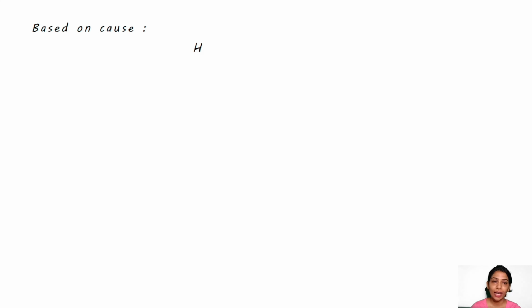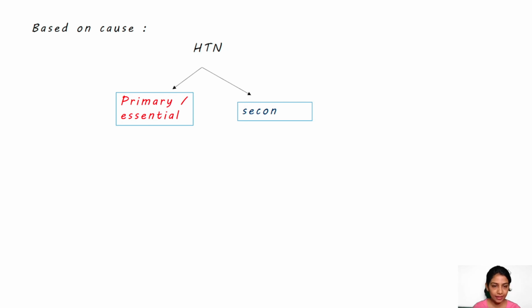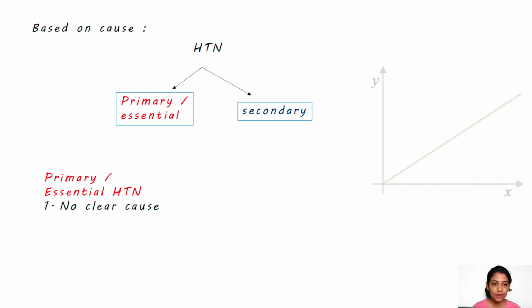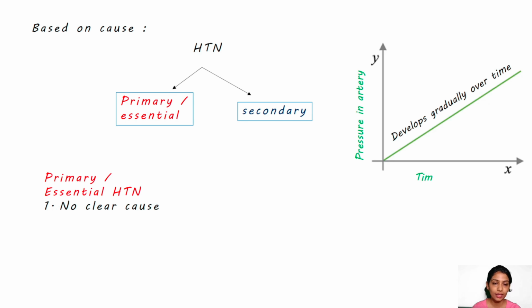Now let's classify hypertension based on its cause. Hypertension is mainly divided into two types: primary, also called essential hypertension, and secondary hypertension. Let's start with primary or essential hypertension. This is the most common type, and the important thing here is there is no clear single cause. It develops gradually over time rather than suddenly. That's why many people may have it for years without noticing any symptoms. That's why it is also called the silent killer.